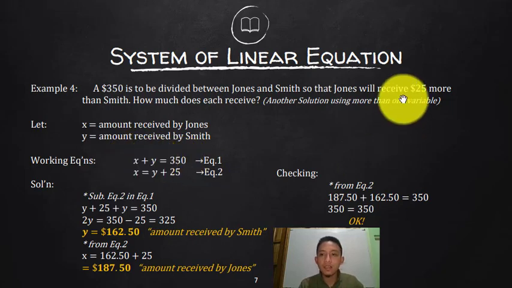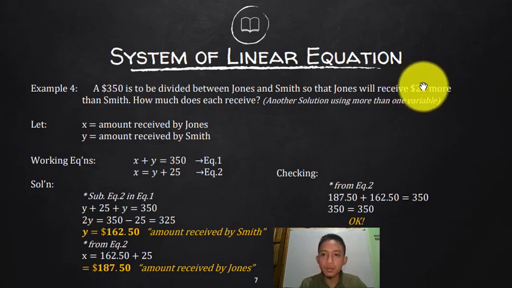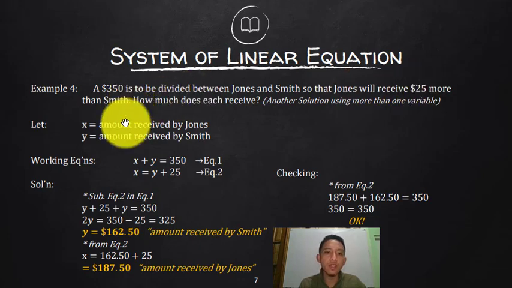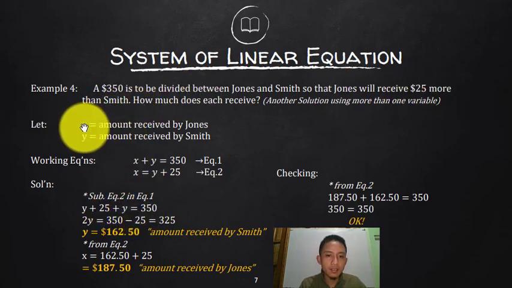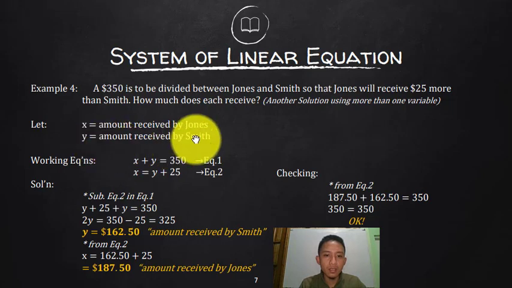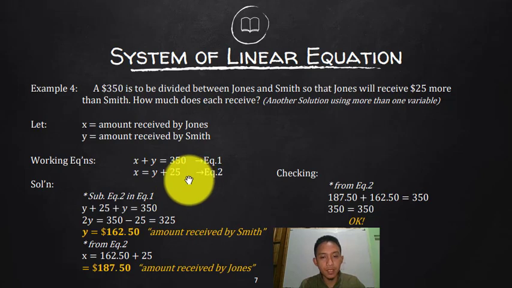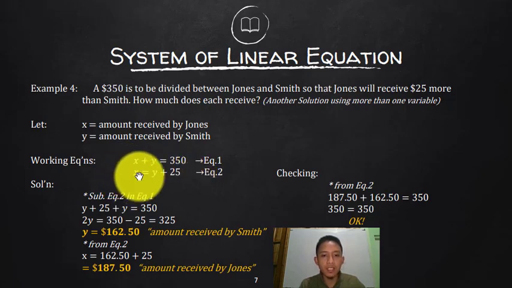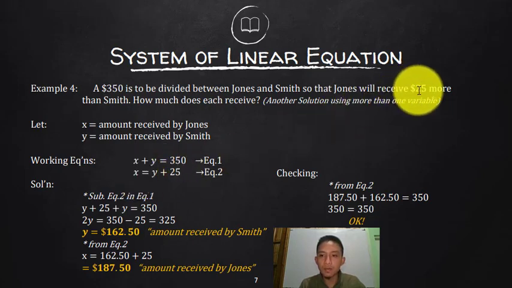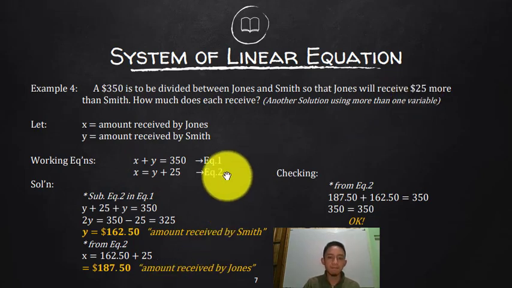Again, you need to have another equation since you have 2 variables. So what else? There is another given that I did not yet use. So 25, it says there that Jones will have 25 more than Smith. So X, the amount received by Jones, is equal to Y, the amount received by Smith, plus 25, since it says there Jones has 25 more than Smith.